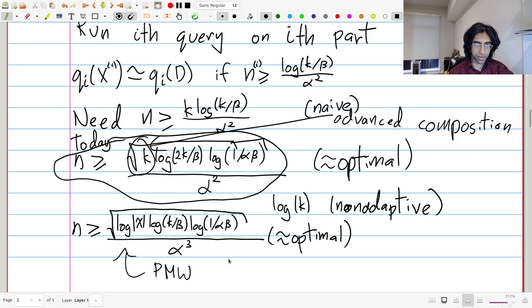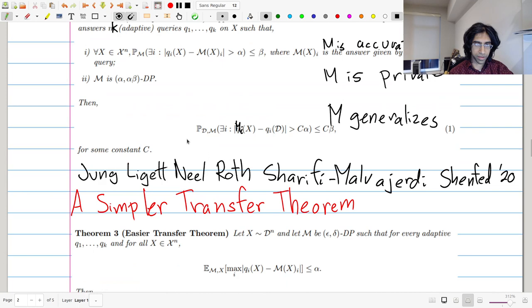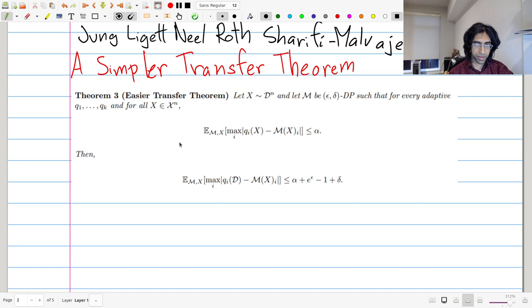So for the remainder of this class, that is the next video, we'll go over the proof of this easier transfer theorem. This will be a lot simpler to prove, but it won't be quite as strong. So let's see what it says.